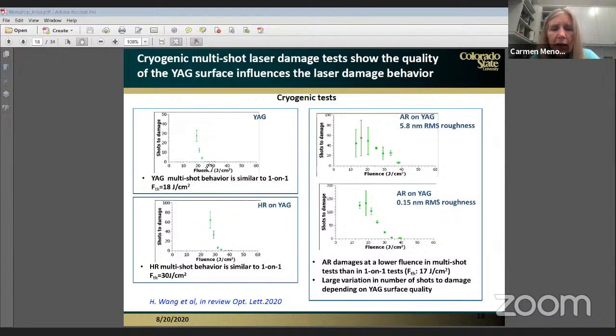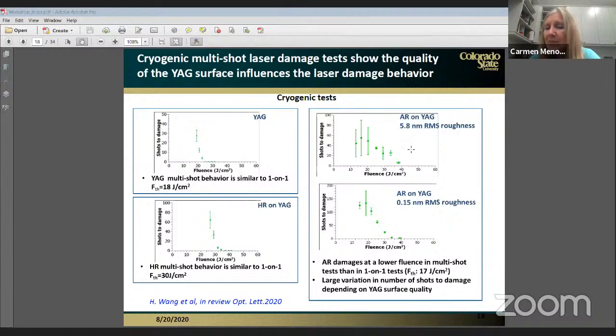Notice here that the damage threshold of YAG is about 25 joules per square centimeter. Of the high reflection coating is about 32 joules per square centimeter. And it's, again, the intensity at the coating substrate interface is very small. So we are seeing here the behavior of the coating and not the behavior of the YAG.